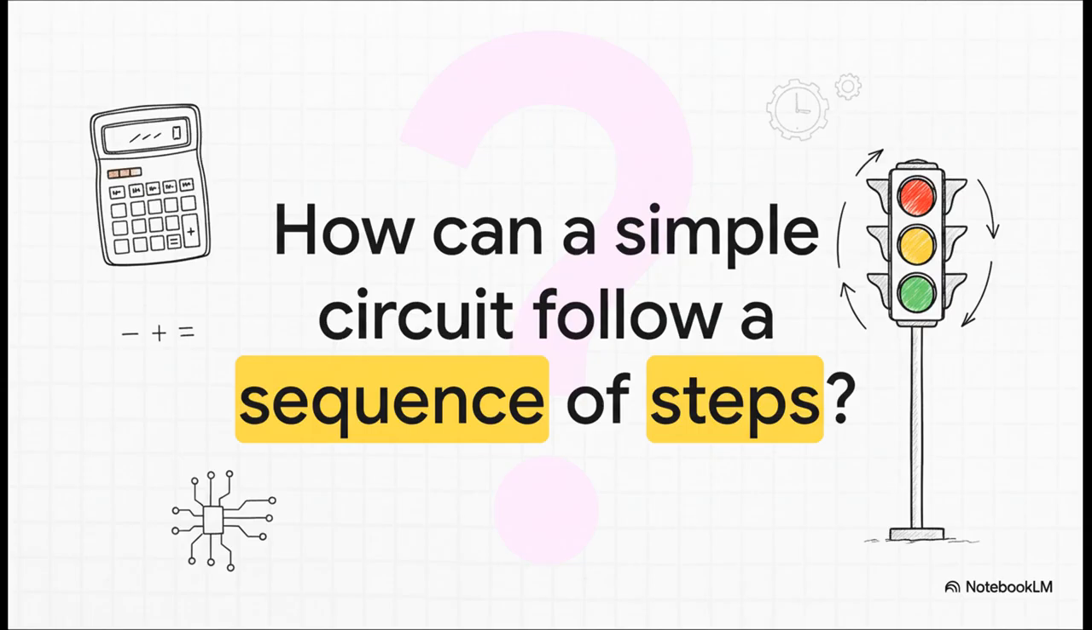Think about a basic calculator. You punch in some numbers, it does the math, and boom, you get a result. It lives completely in the now. But then you have something like a traffic light. It has to follow a very specific sequence. Red, then green, then yellow, and back to red. It can't just pick one at random. And to do that, it absolutely has to remember which light was just on.